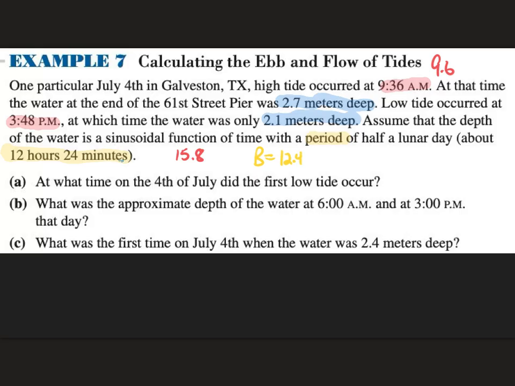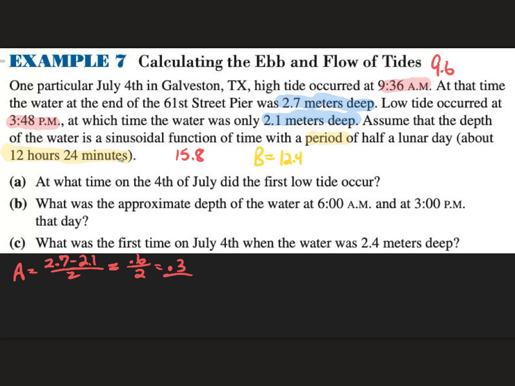Now we got to calculate A, B, C, and D. So let's start with A, our amplitude. To get the amplitude, we take the difference between a high and a low, divided by 2, which gives us 0.6 over 2, which gives us 0.3. So this is our amplitude.